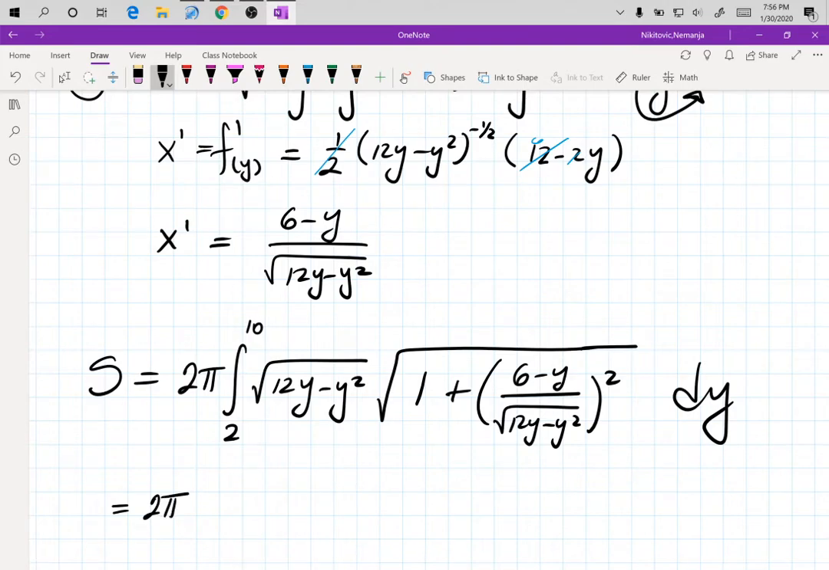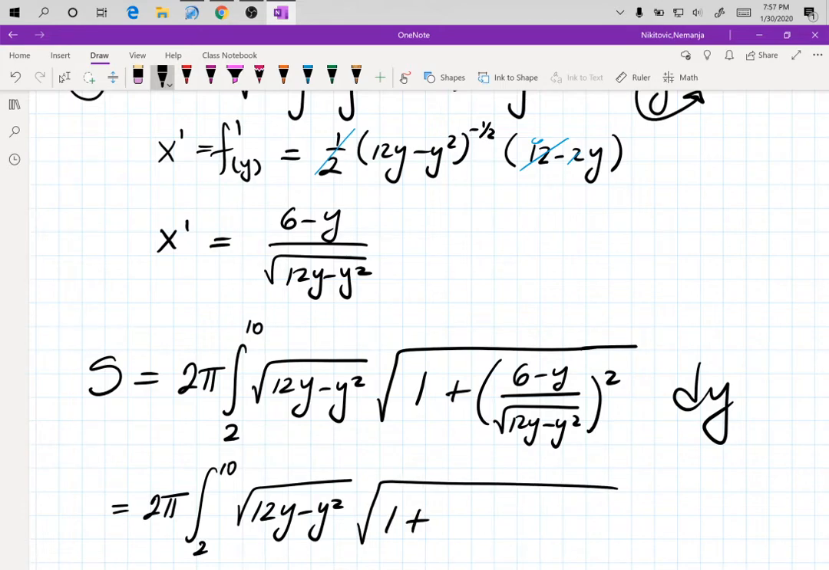Two pi integral from 2 to 10. Copy the first because you have to deal with the mess in the second square root, right? 1 plus, square the numerator. We get 36 minus 12y plus y squared divided by 12y minus y squared, dy.